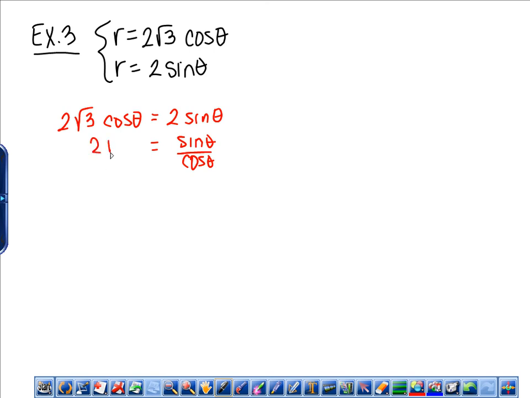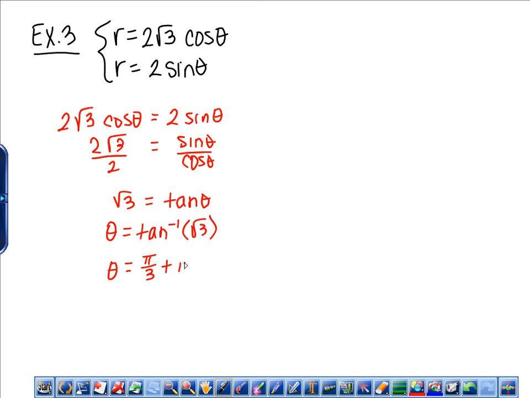I'm going to divide over the 2 while I'm at it. I'm not doing anything fancy here. I'm just moving the things around, dividing them around. So on the left-hand side, I have root 3, and on the right-hand side, I have tangent. So this means that my theta equals arctan of root 3, and I can figure that out. That's going to give me pi over 3, 60 degrees. And then remember, if we do general solution, we need to do plus pi n. So here, pi over 3 is an answer, but also I need to add pi to it. And that's going to give me 4 pi over 3.